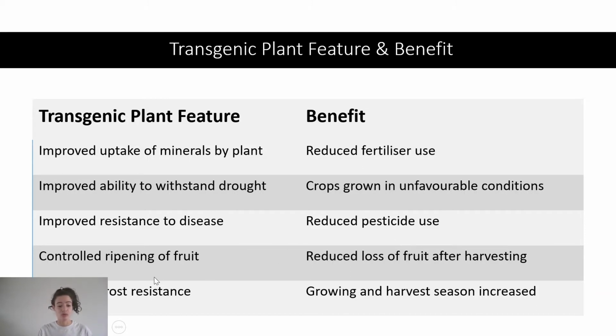We can control the ripening of fruit, which means there will be less waste and reduced loss of fruit after harvesting. And improved frost resistance. So growing and harvest season can be increased. So during the colder weather, the plants are resistant to that.